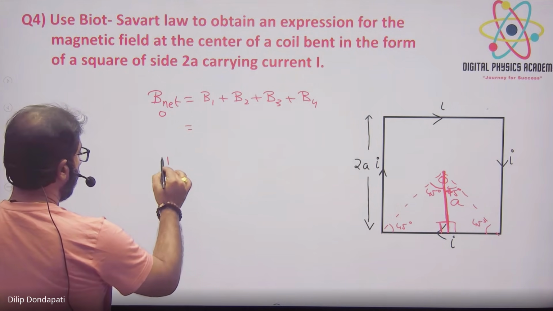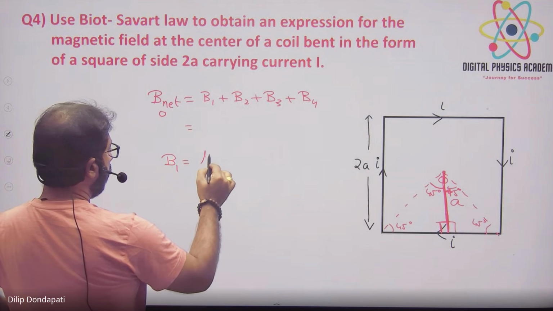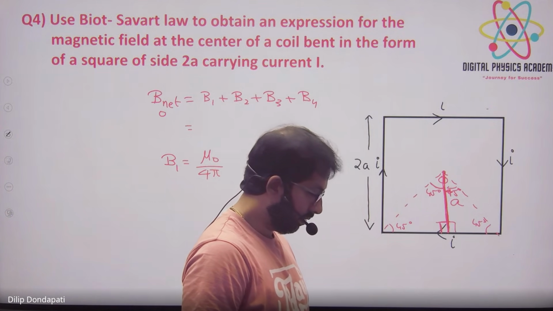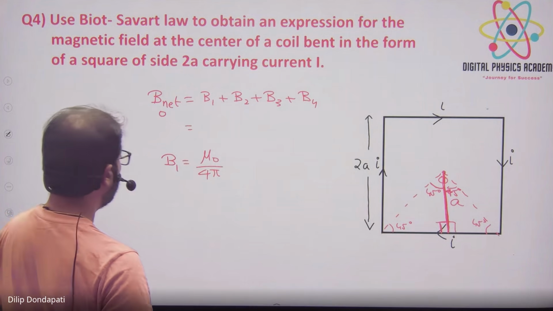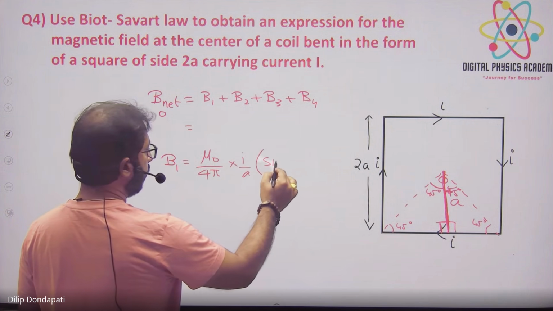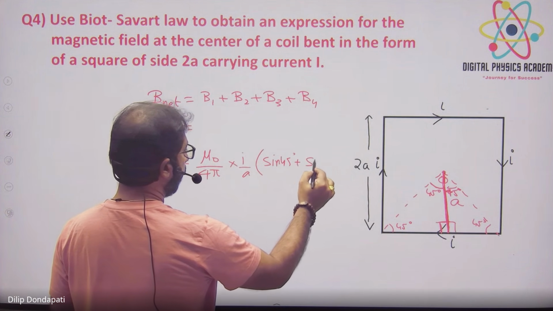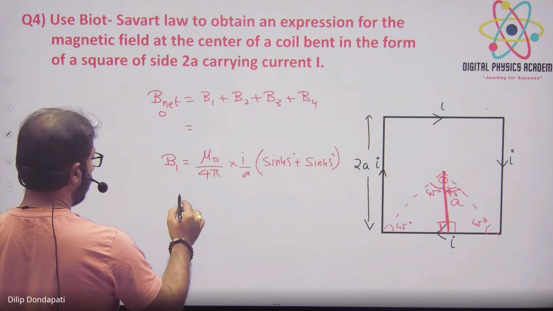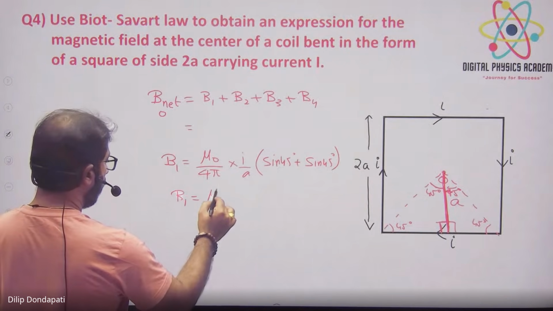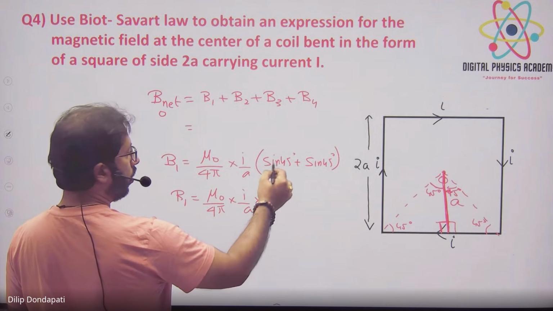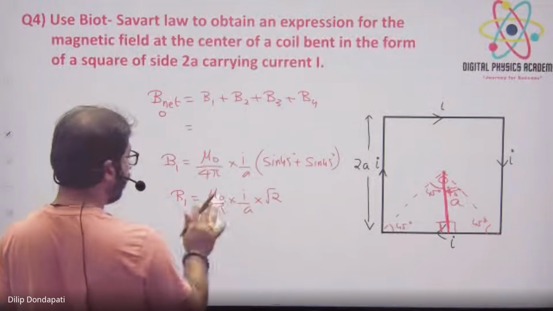So find B1. B1 is mu naught by 4 pi into I by A into sin phi 1 plus sin phi 2, that is sin 45 plus sin 45. So 1 by root 2 plus 1 by root 2, that is 2 by root 2, which is root 2, right? So B1 is mu naught by 4 pi into I by A into root 2. This is for one magnetic field.